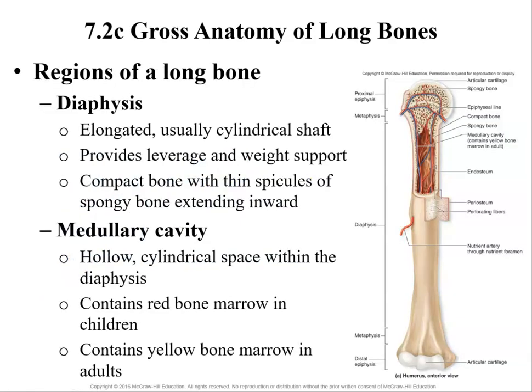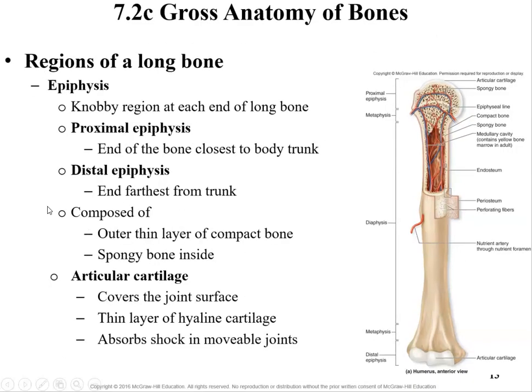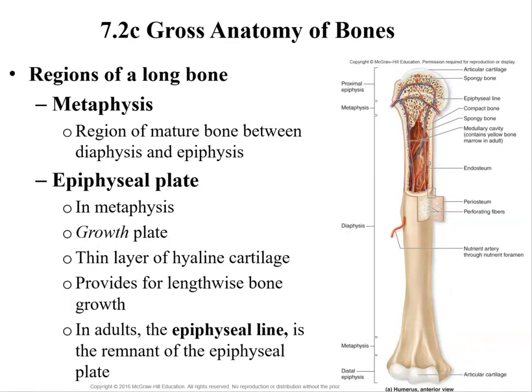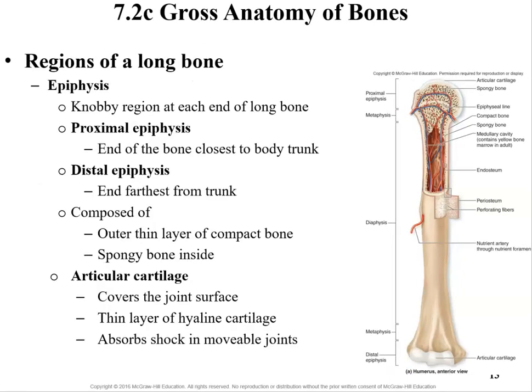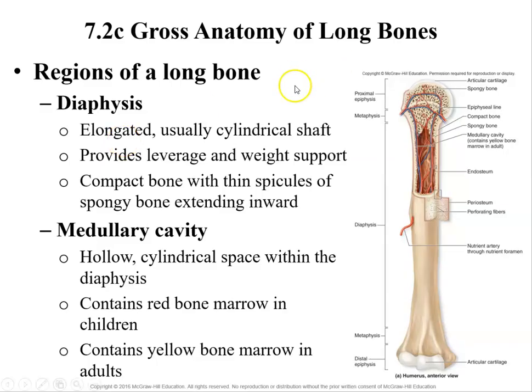Okay, let's talk a little bit about the regions of a long bone. So we'll talk about the diaphysis, the medullary cavity, the epiphysis, the metaphysis, and the epiphyseal plate. So first is the diaphysis. That's going to be the shaft of the bone, the long portion of the bone. It provides leverage and weight support. And it's going to be compact bone on the outside with thin spicules of spongy bone extending inward. And you can kind of see that here.